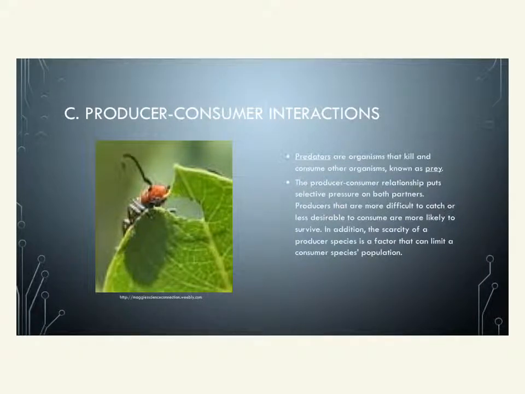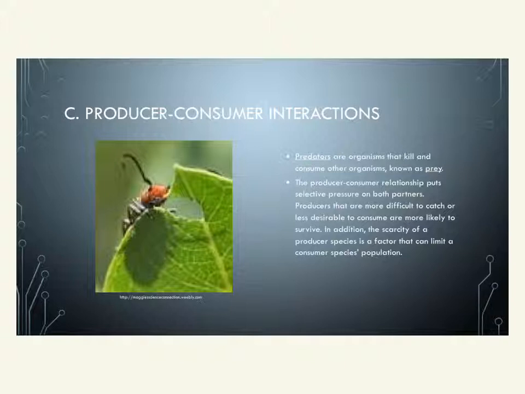Okay, next thing we'll look at is the producer-consumer interactions. So a couple definitions you're probably familiar with. Predators. Predators are organisms that kill and consume other organisms, and the things that they kill or consume we refer to as prey. So the producer-consumer relationship is, I guess, related to that somehow, and we'll look more specifically at predator-prey on the next slide. But producer-consumer is a similar idea. One is consuming the other. And that puts selective pressure on both partners.